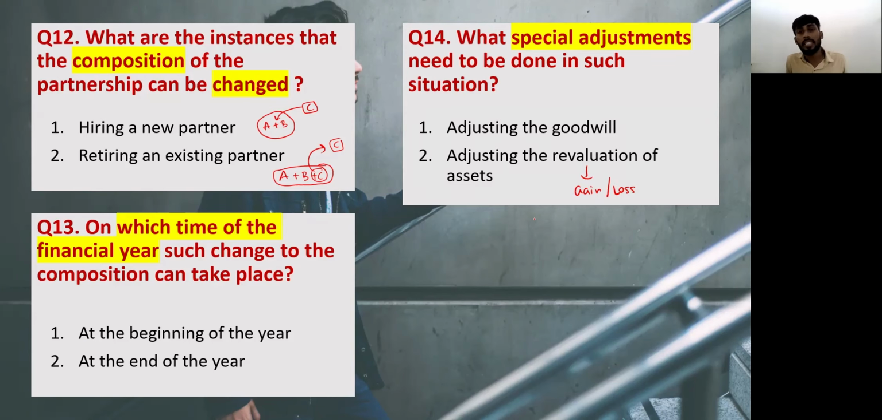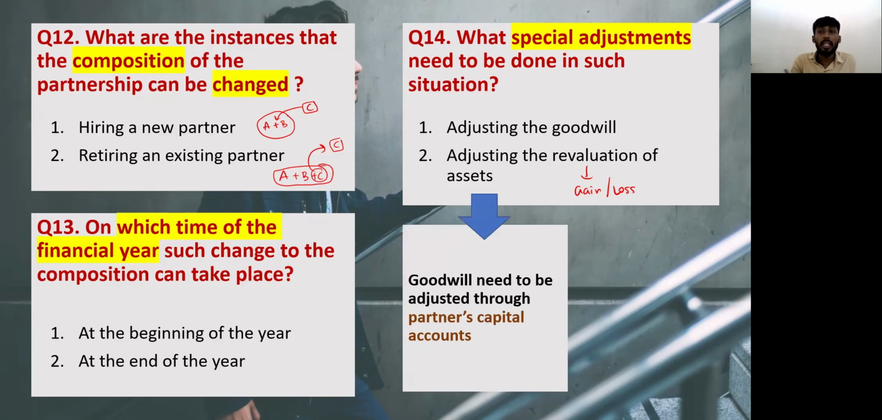Goodwill, in the sense of our good name, our reputation, our ability to get more and more customers. So this goodwill needs to be adjusted. When adjusting the goodwill, we have many methods, but in your syllabus, they say this goodwill adjustment needs to be done through partners' capital accounts.